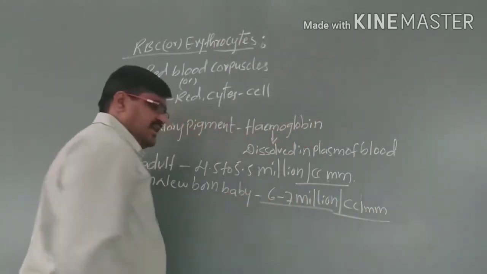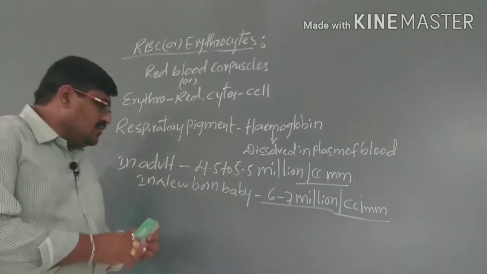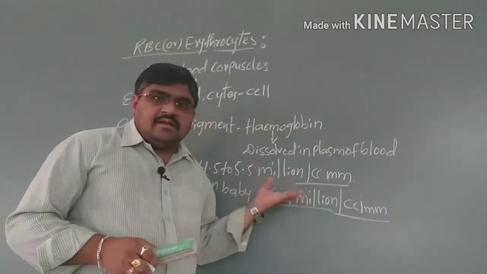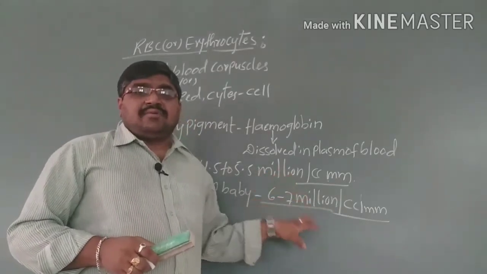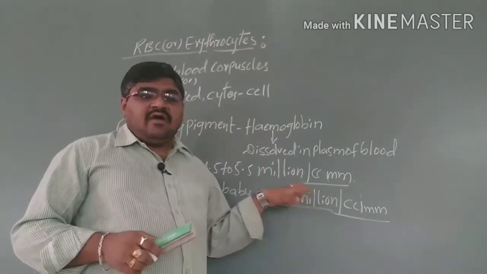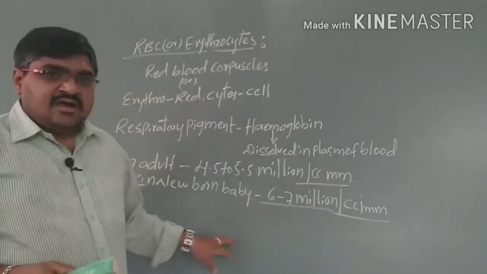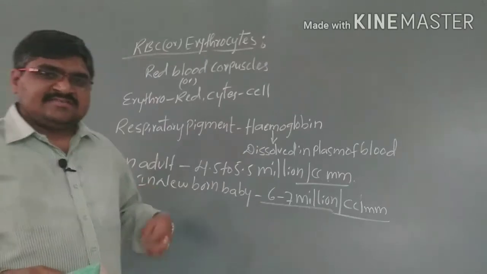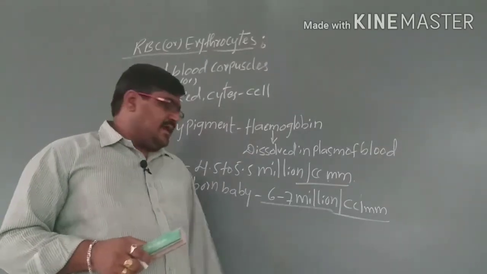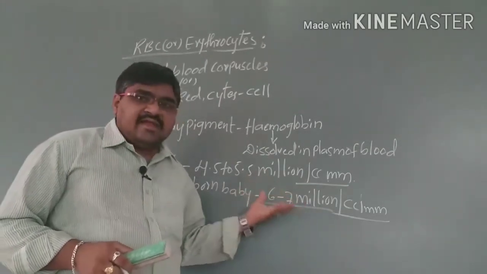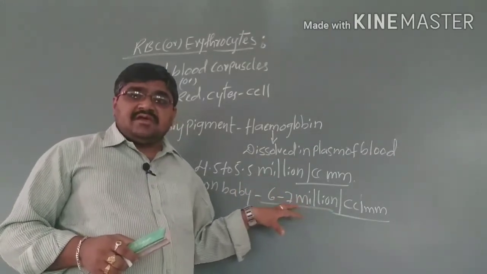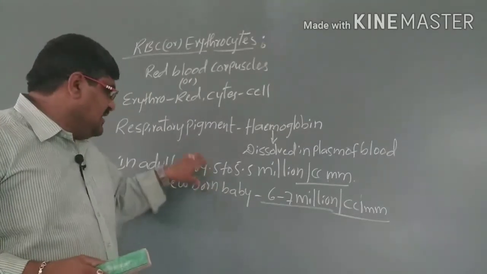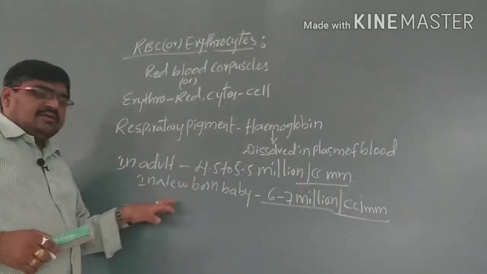A newborn baby has a larger number of red blood corpuscles. Why are they more in number? Because respiration takes place, and to supply oxygen to different parts of the body, a greater amount of red blood cells is present in the newborn baby. And also in adults, in the blood.